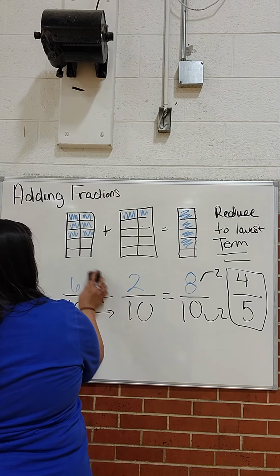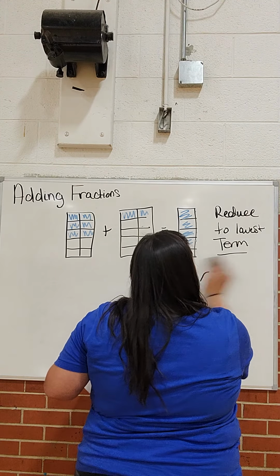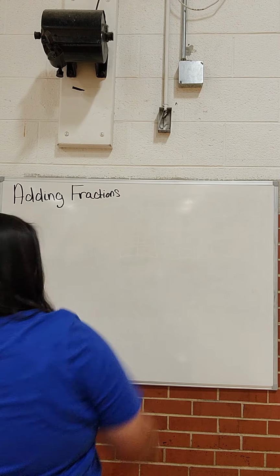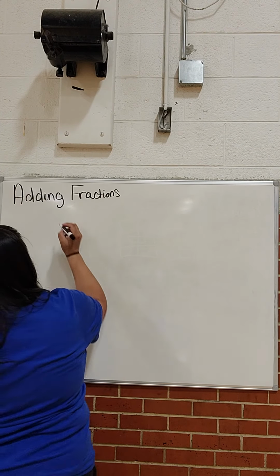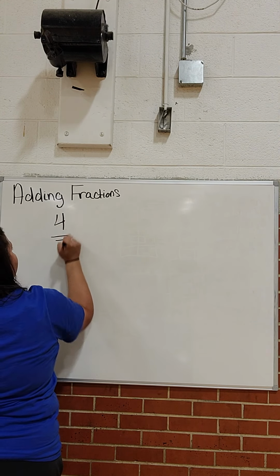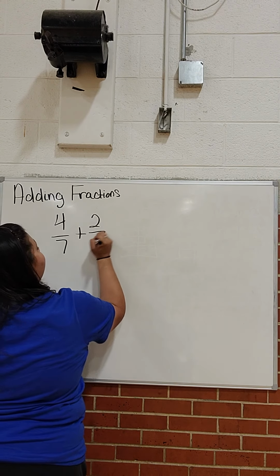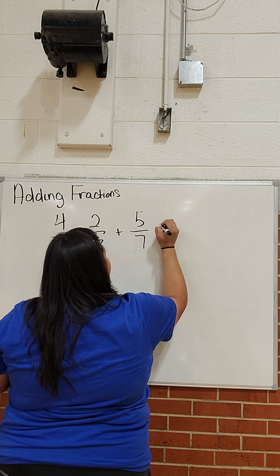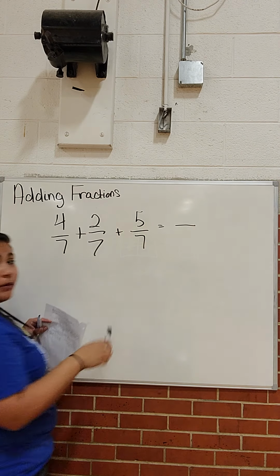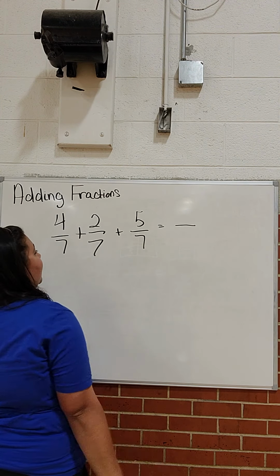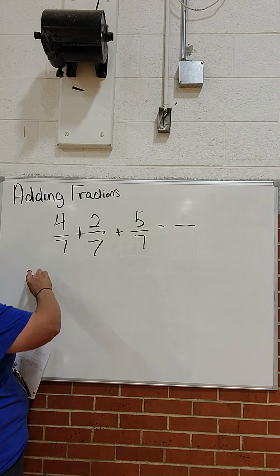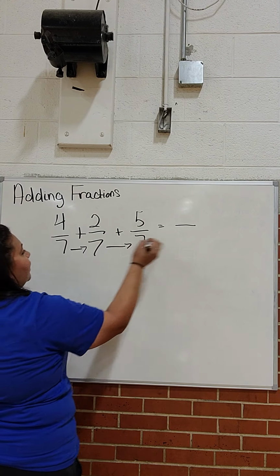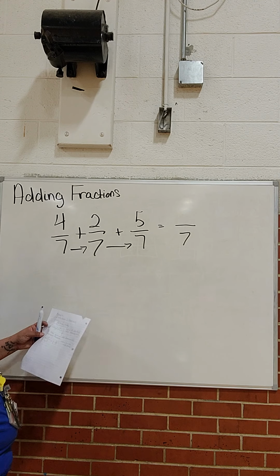Now for the next one, let's say, for example, we're adding more than 2 fractions. Let's go 4 over 7, 2 over 7, and 5 over 7 equals. We can already automatically see that 7 is right across the board, and it's the same rule for even more than two numbers that you're adding. If it's all the way across 7, then of course 7 is going to stay our denominator.